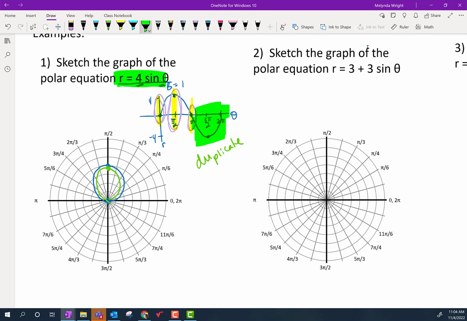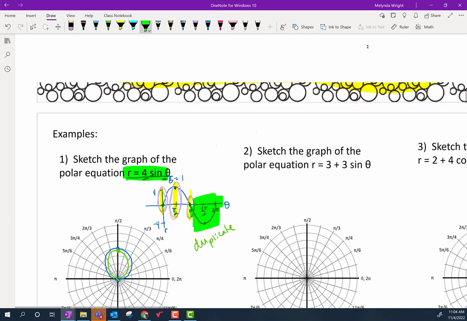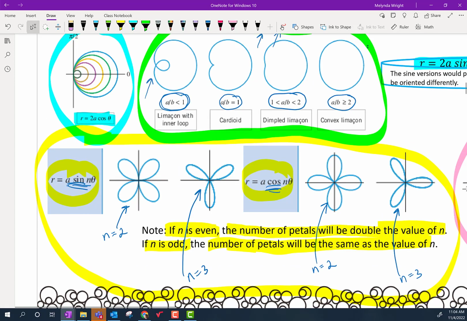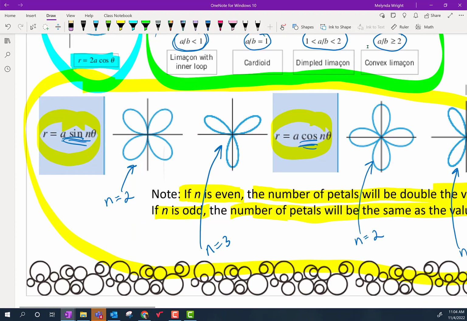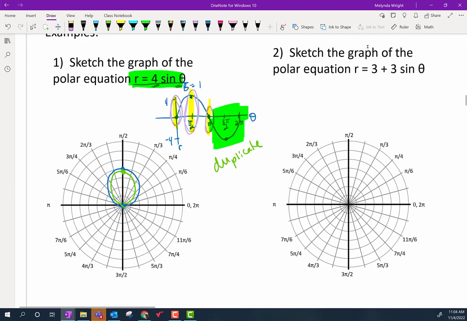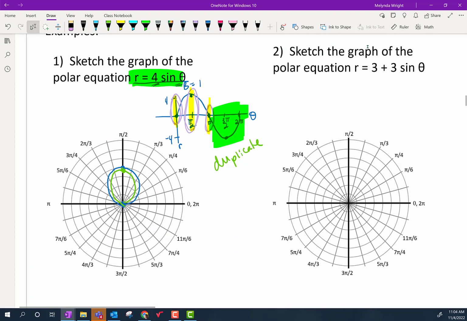Okay. Are we okay with the circles? Okay, so this is what a circle with a sine would look like. The circle with the cosine we have right up here is still a circle, but see how it's oriented differently. It's along the x-axis instead of like the circle with the sine here, it's along the y-axis. That's just a pattern that you may want to note if you would like.